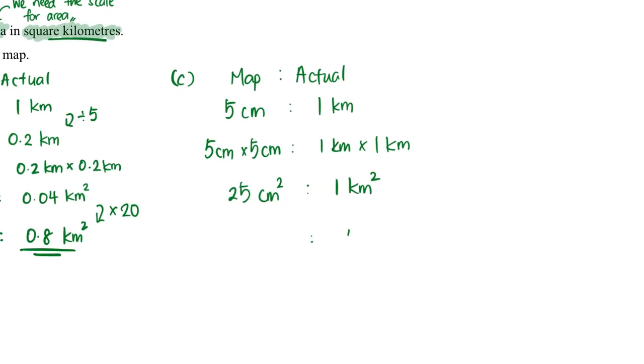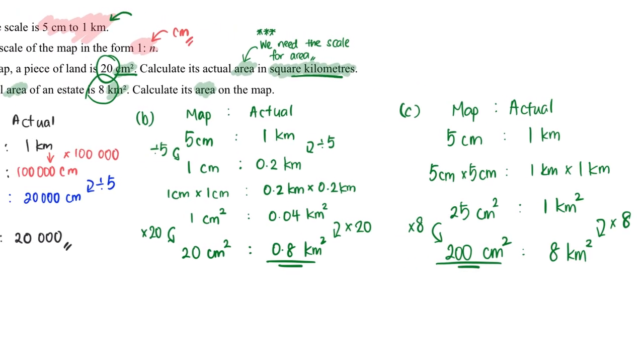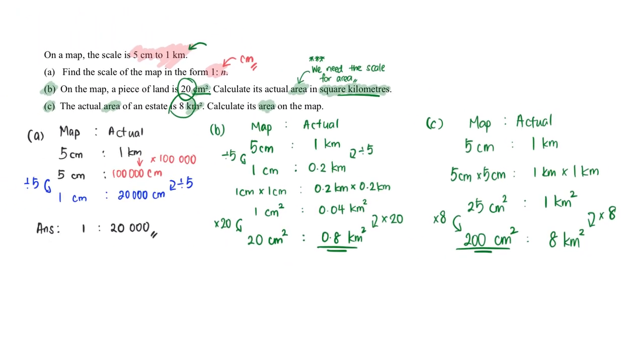So if I have 8 kilometer square, all I have to do, I just need to multiply by 8, and that will give me 200 cm square on the map. So as you can see, for map skill, we are actually relying heavily on our knowledge of ratio. Okay, so that is a very important topic for this topic.